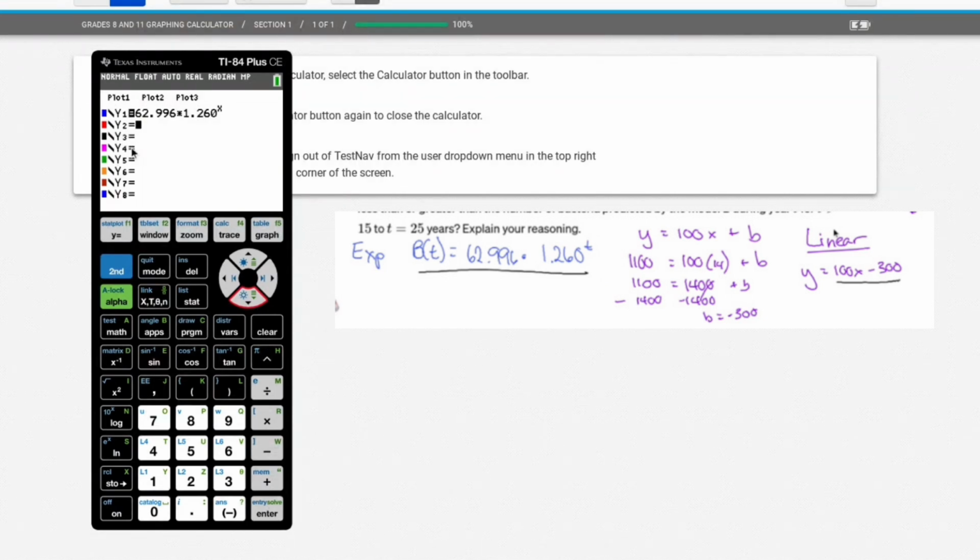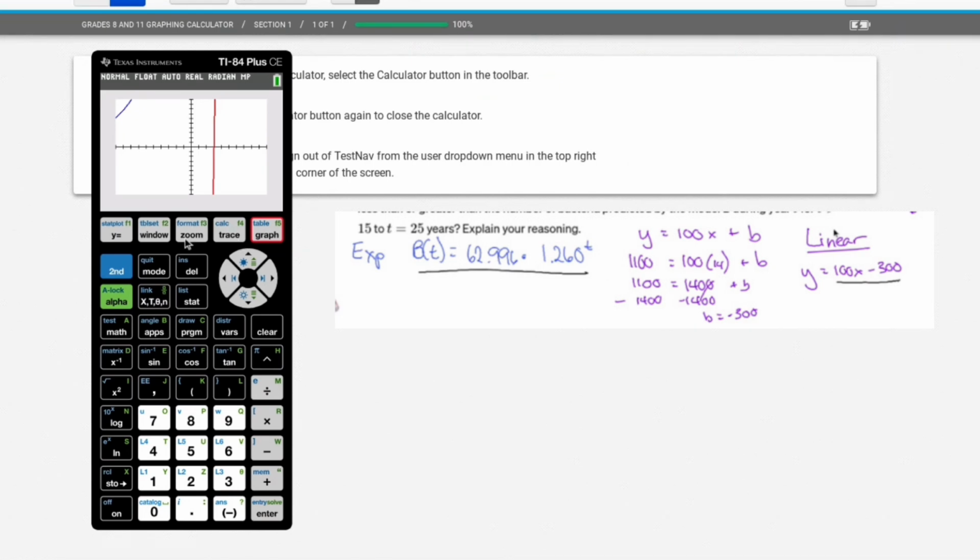My linear function is going to be y equals 100x minus 300. If I hit graph, I'm not near at all where I want to be.